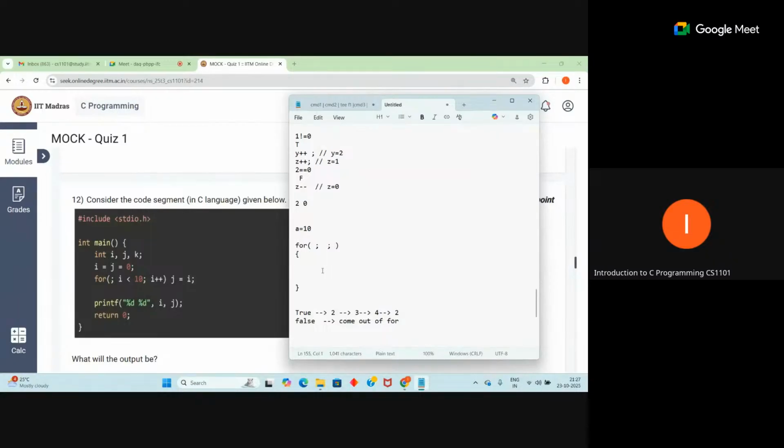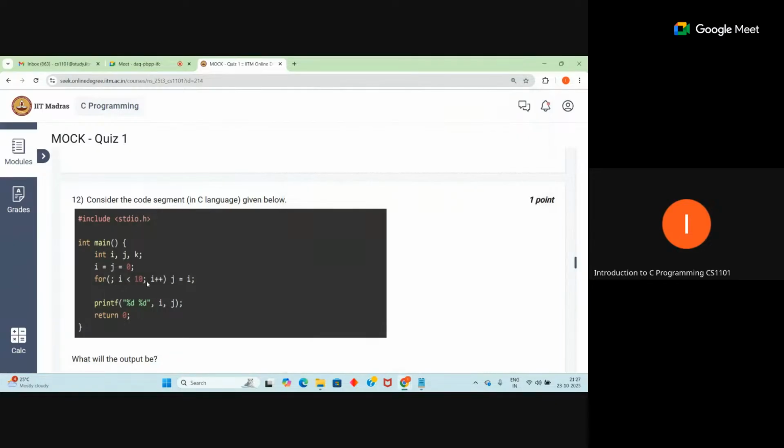Okay. So here, there is no initialization given. Only condition checking and increment parts are given. The reason he has not given the initialization is that I is already the loop variable here. So I is already initialized to 0 before the for loop itself. That's why he has omitted the initialization.